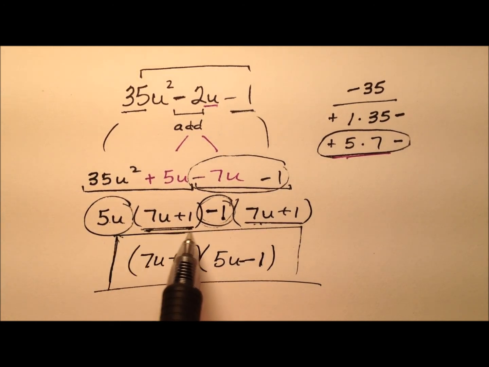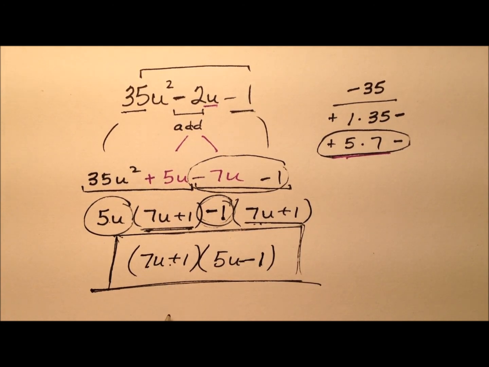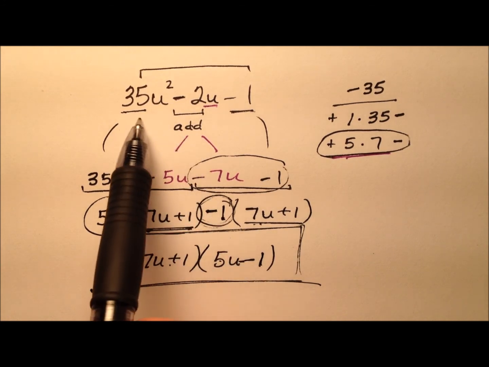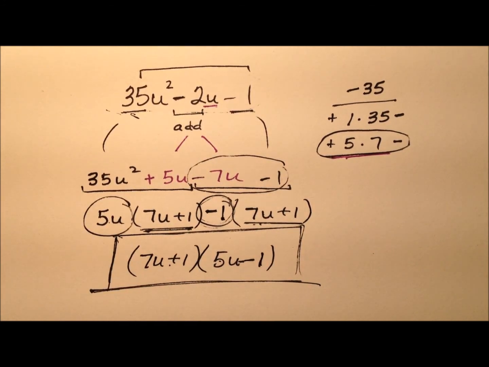So here is the final factored form, quantity 7u plus 1 times quantity 5u minus 1, for this initial quadratic trinomial.